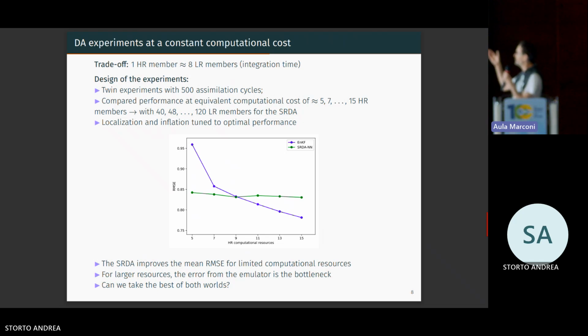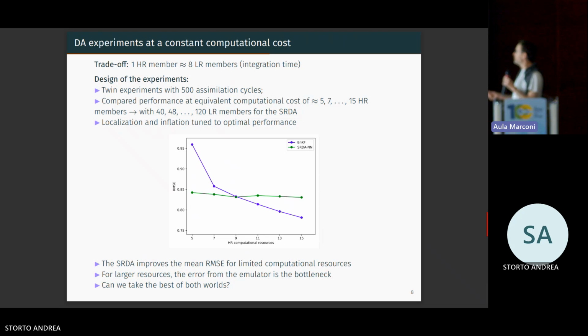What you can see on this plot is the mean RMSE of the EnKF in high resolution and that of the SRDA neural network as a function of the computational resources on the x-axis and the mean RMSE on the y-axis. So what we can see is that for very limited computational resources, the SRDA neural network performs best compared to the EnKF in high resolution. But for higher computational resources, the performance of the SRDA neural network is limited by the error that arises from the emulator.